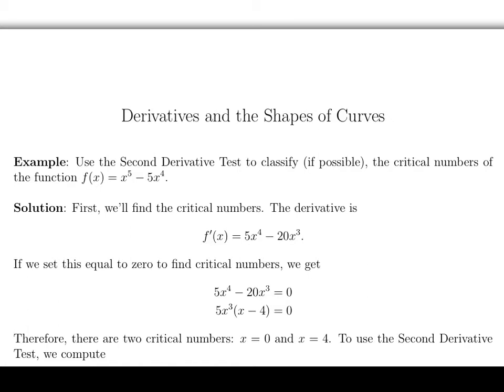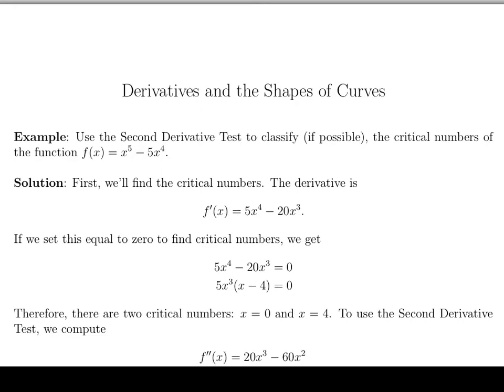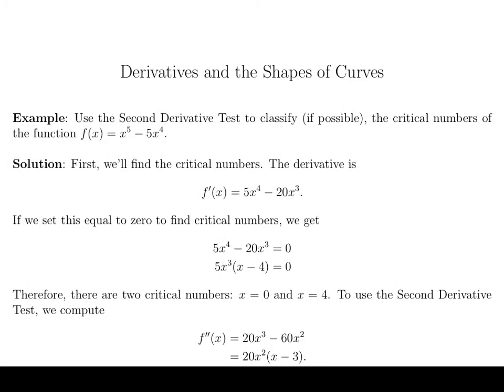Remember that we're going to plug these values into the second derivative to see what we get. All right, let's compute the second derivative. Also easy to calculate. We'll get 20x cubed minus 60x squared. And then we factor out the 20x squared, and so we end up with 20x squared times x minus 3.